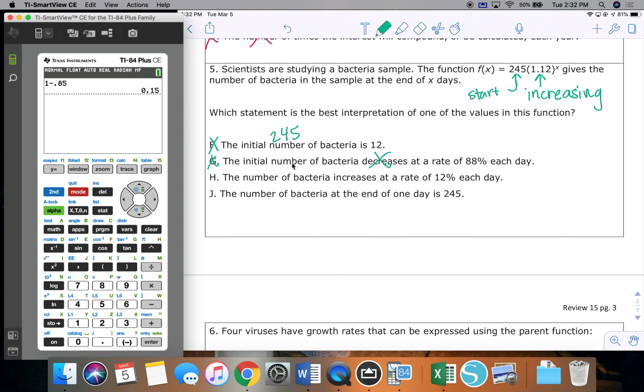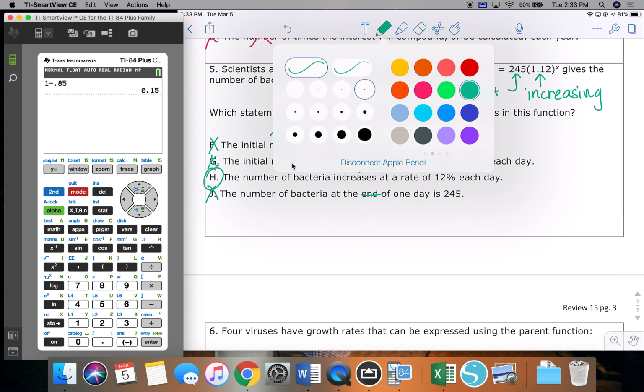Number of bacteria increases, true, at a rate of 12% a day. That looks good. Bacteria at the end of one day is 245. No, 245 is the start of one day, not the end of one day. So that would be answer choice H.